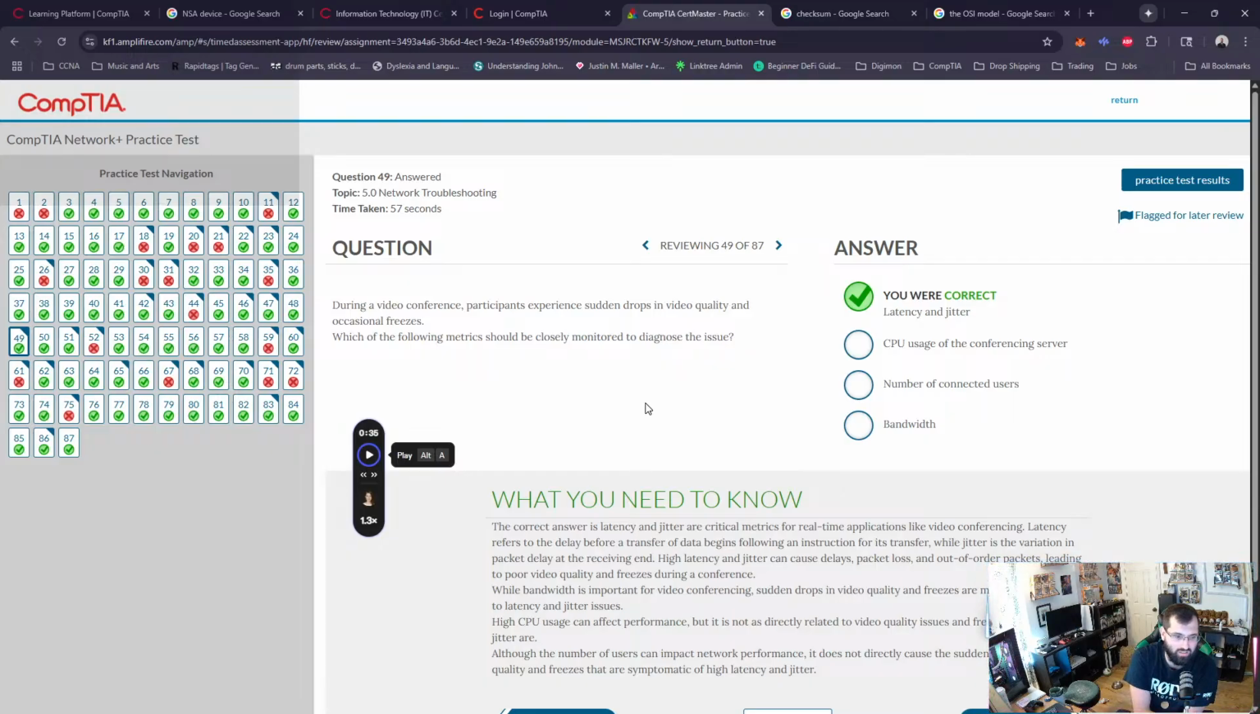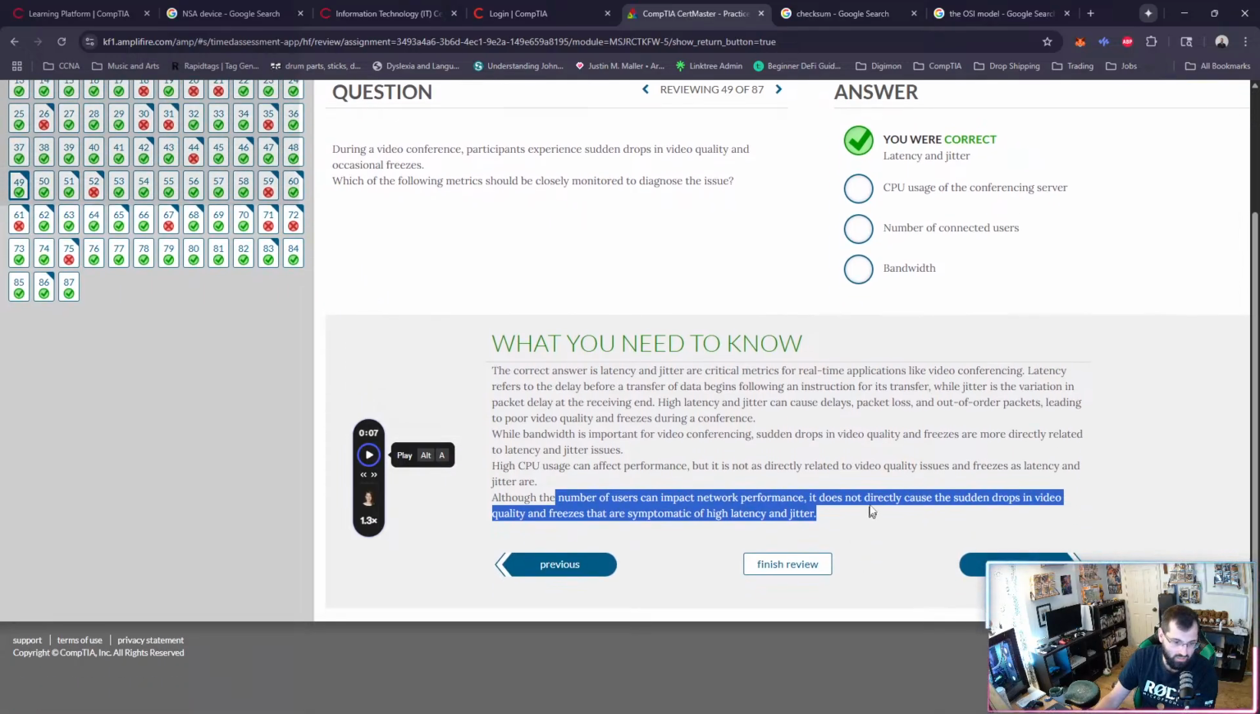Oh, because it said number of connected users. Although the number of users can impact the network performance, it does not directly cause a sudden drop in video quality and freezing that are symptomatic of high latency. That's true, because there could be a bunch of people on there, and it only affects your view of them. It doesn't really affect the individual.